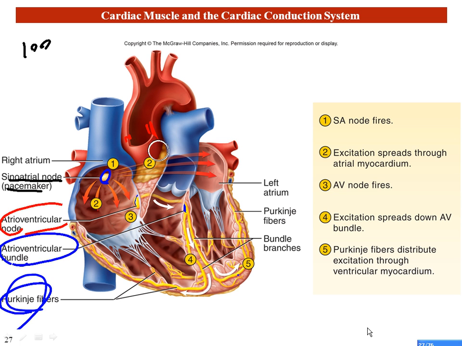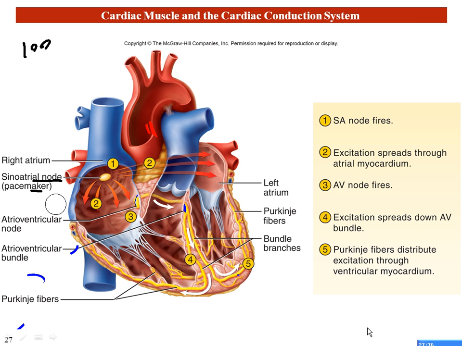Now, one thing about the pacemaker, remember, our pacemaker is what? That's the SA node. I do want to point out that any of these components can serve as a pacemaker if the SA node is damaged. So if the SA node is damaged, the AV node can take over that role, the bundle of His can take over that role, the Purkinje fibers can take over that role. But their inherent rate is much slower.